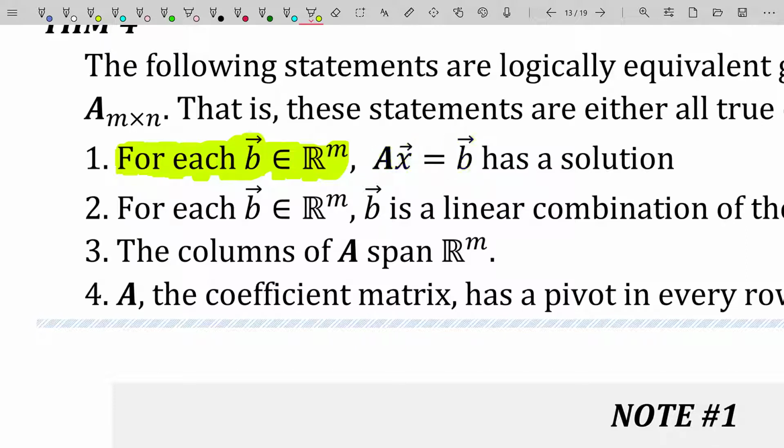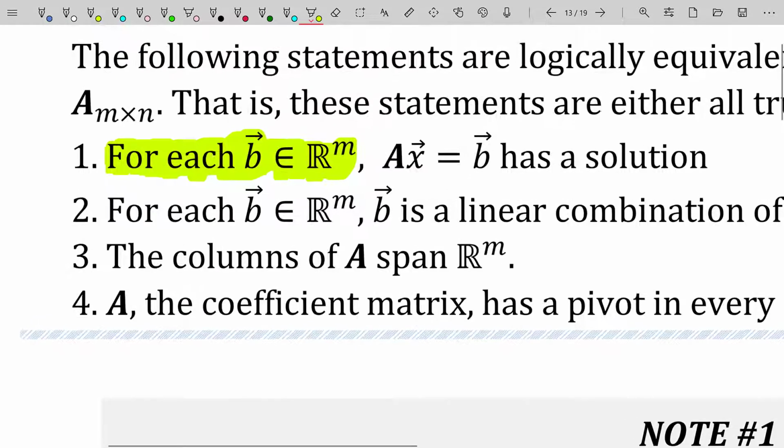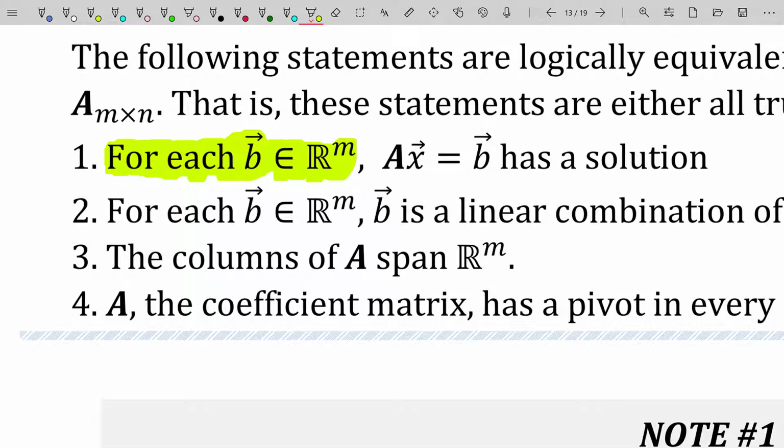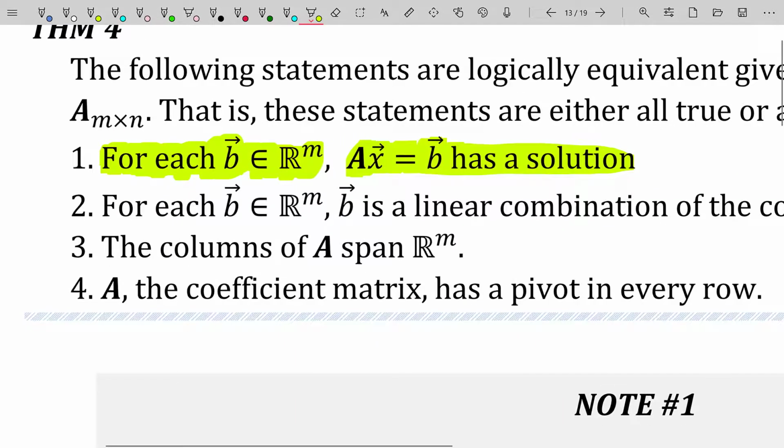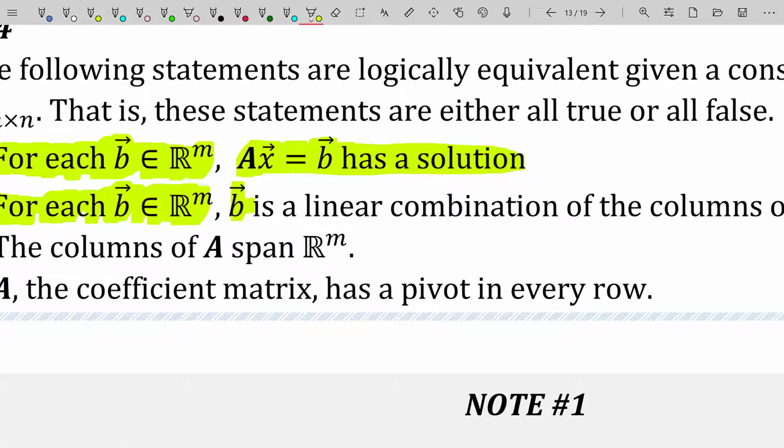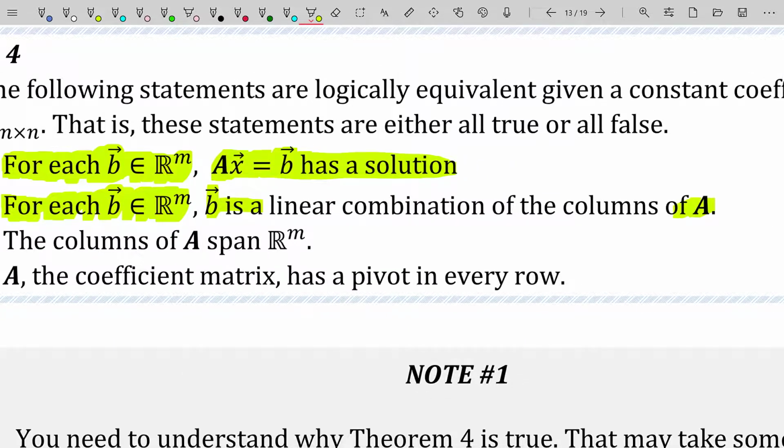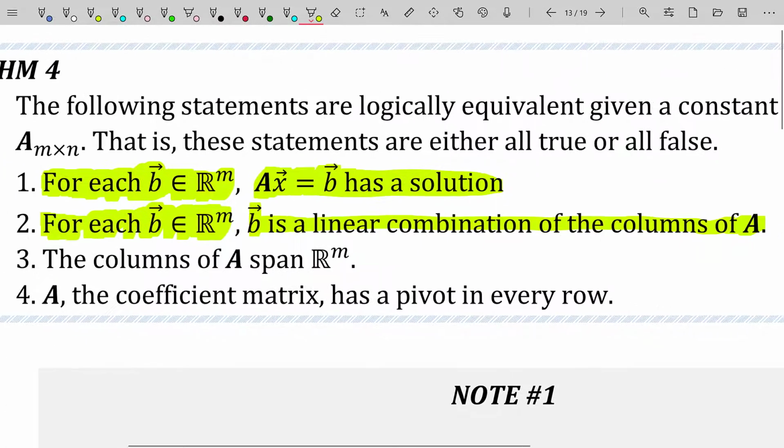So anyhow, I'm going to state this entire theorem as if the statements were true, and then I'll go back through and state them as if they're false, okay? So if it's true that for each vector b in Rm, Ax equals b has a solution, and that means no matter what value of b I throw on the right-hand side of that matrix equation, I should be able to solve it. Well, that's the same as saying that for each vector b in Rm, so kind of the same setup, b must be a linear combination of the columns of A. So those first two statements are exactly the same.